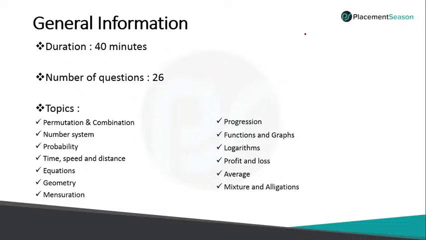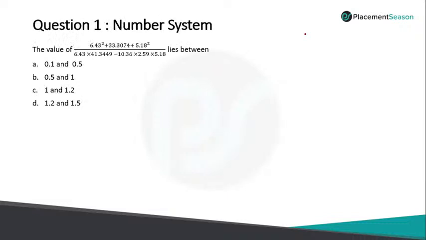We'll start from the very first question from the topic number system. The given question is: the value of 6.43 square plus 33.3074 plus 5.18 square, divided by 6.43 cube into 41.3449 minus 10.36 into 2.59 into 5.18. This value lies between what? This is the question given to you.